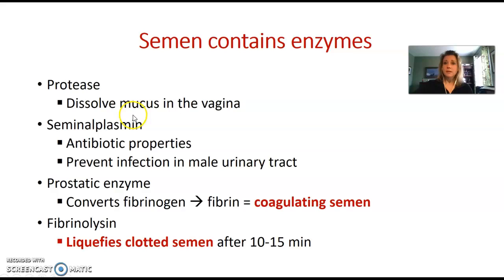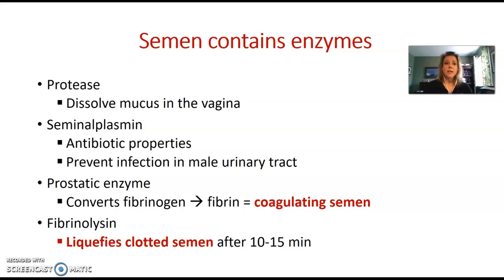So the enzymes that I was talking about are listed here. An enzyme called protease is going to dissolve mucus in the vagina, because mucus in the vagina is going to impair the sperm from making their way through the vagina and up through the uterus and into those fallopian tubes. So they have to dissolve away that mucus.